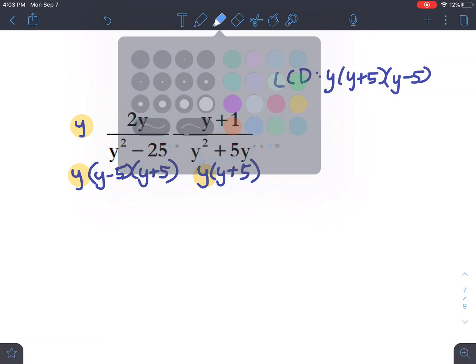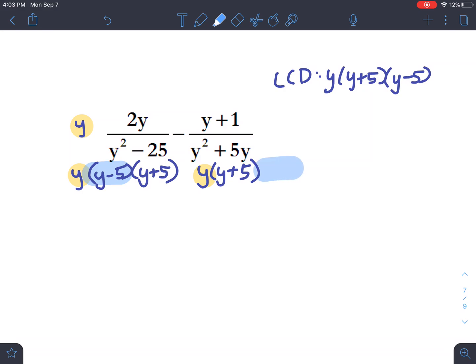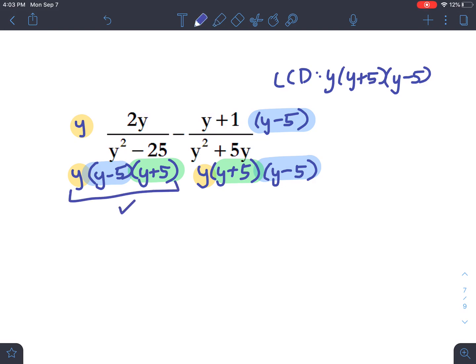If this one has a y minus 5, this one needs one. And if this one has a y plus 5, then this one needs one. Yay, well, they already share it. And we check, is this the least common denominator I just wrote? Yes. Those of you that like steps, these are easy steps to follow, but you have to be careful. So I check my least common denominator.